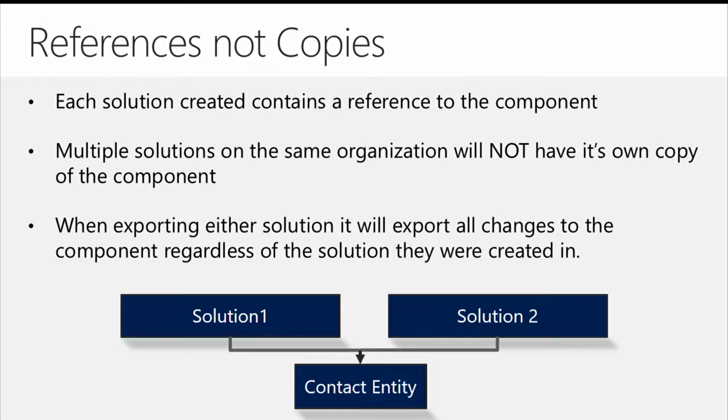So for example, if I have several different solutions that are employed in an environment, they aren't working with their own individual copy of the component. Each one is still working with that core component within the application. And so what's important to note is as you're building these, if you have other people that have multiple solutions in that environment, those individual solutions will contain all of the customizations that have been made to that particular entity. And we'll talk more about that when we get into some of the exporting capabilities. But the big thing to remember is they're references to the entities within the application. They're not necessarily copies of those components.